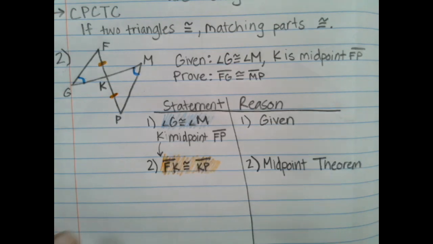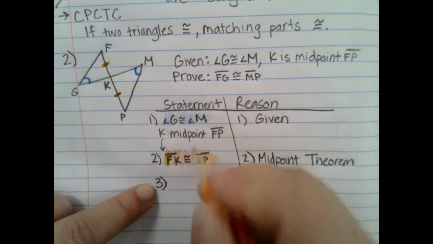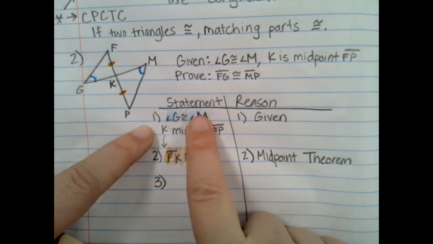Okay, number 3. Now we're kind of stuck. We've used all the given. We used this idea that G is congruent to M.